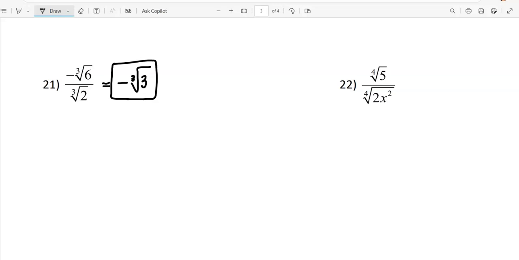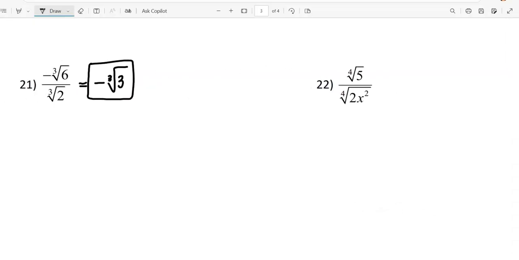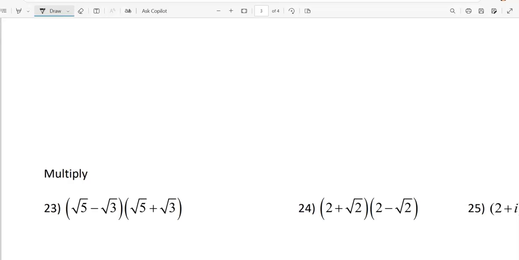Can I divide the cube roots on 22? No, so be careful there. We did 22 yesterday, but, oh, sorry, those are fourth roots. Good on 21? Scream if you're not. Okay. Oh, where's 23? Oh, fun.